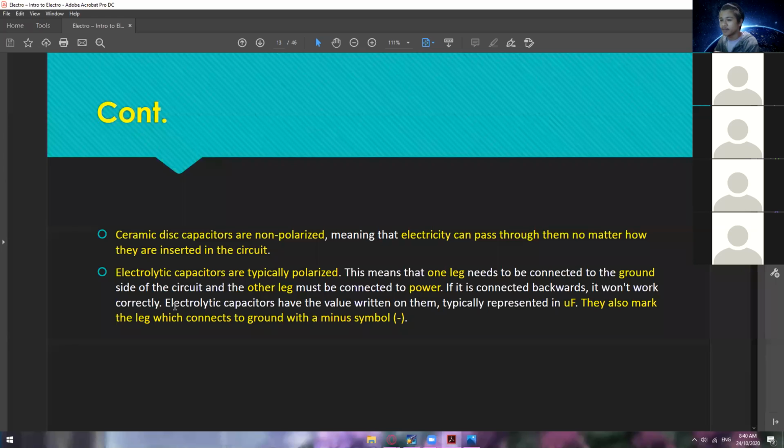So electrolytic capacitors have the value written on them, typically represented in microfarads. They also mark the leg which connects to ground with a minus symbol.